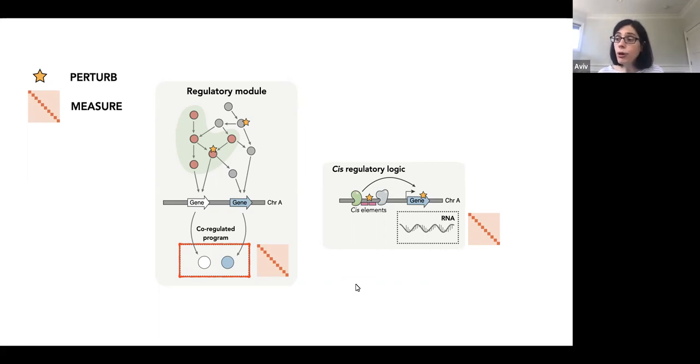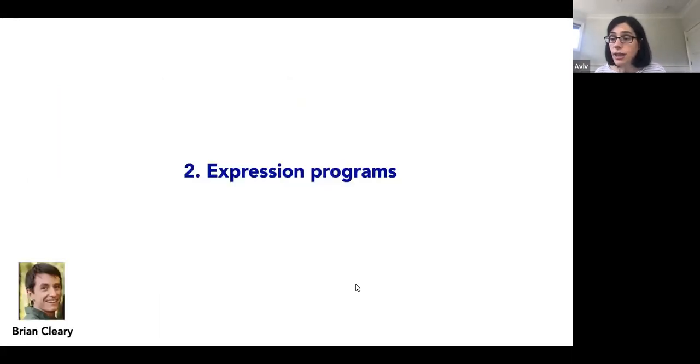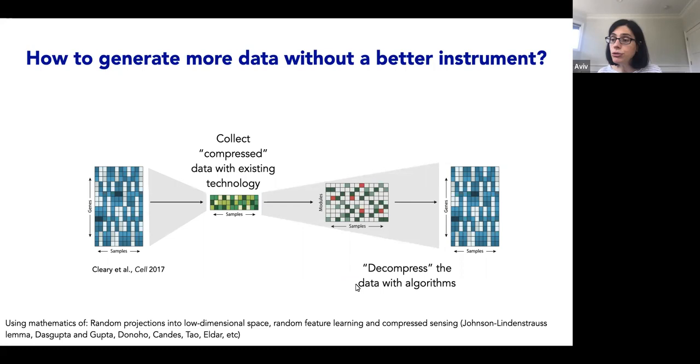Now, let me turn to programs of co-regulated genes. And the second part is all work by Brian Cleary, who was a graduate student in the lab, but is now an independent Broad Fellow with his own group. And what Brian reasoned was that maybe we should not need to measure actually each gene individually, especially in cases when that's difficult for us, and we could still recover the information that we need.